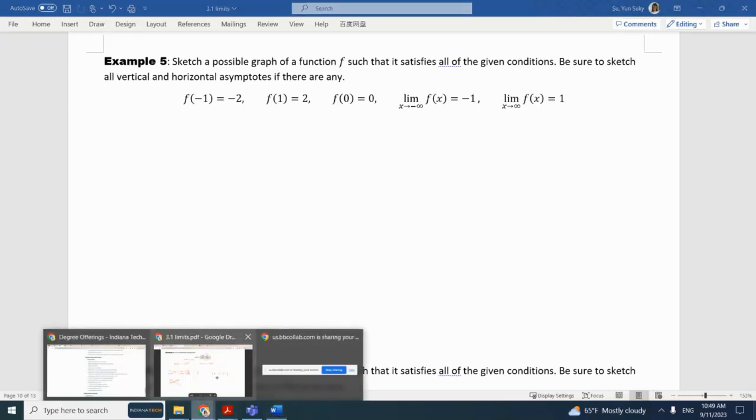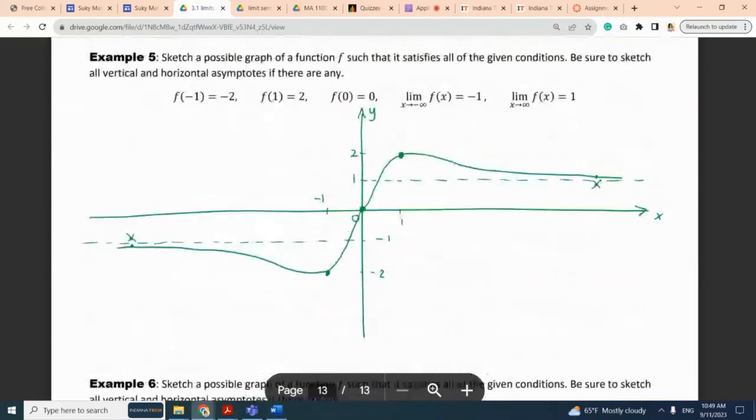Yes. So let's check our answers together. Okay, so f of -1 is -2, f of 1 is 2, f of 0 is 0. And then here, x goes to -infinity equals -1. So y goes to -1 here. Draw a dashed line to indicate there is a horizontal asymptote. And when x goes to infinity, the y goes to 1. Draw the dashed line here.